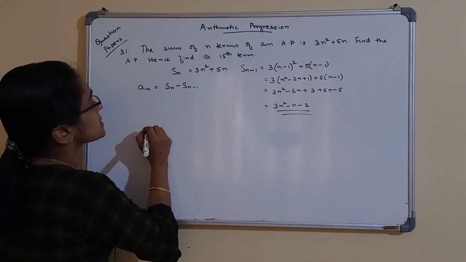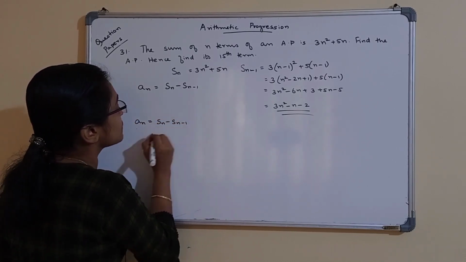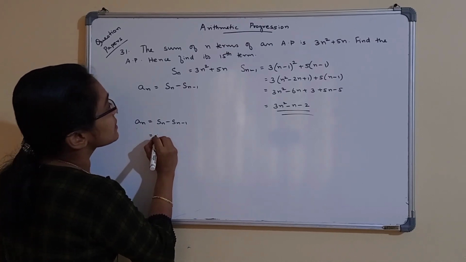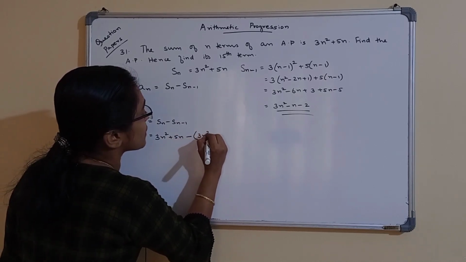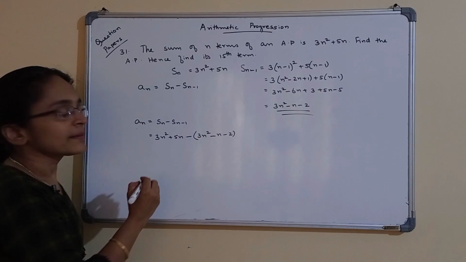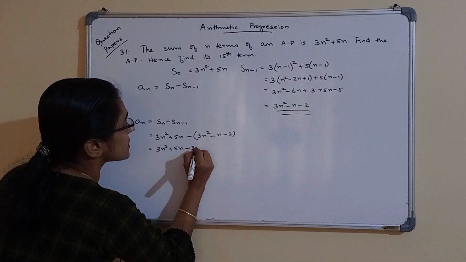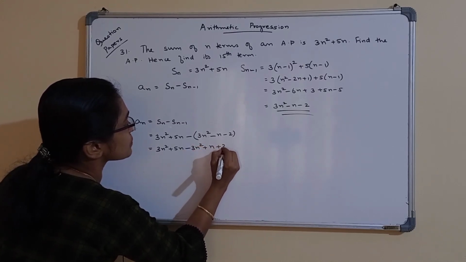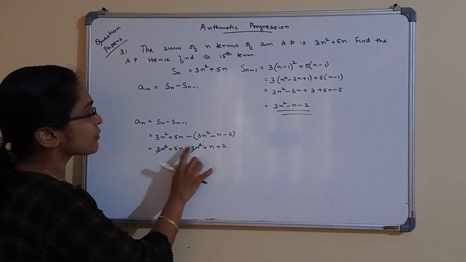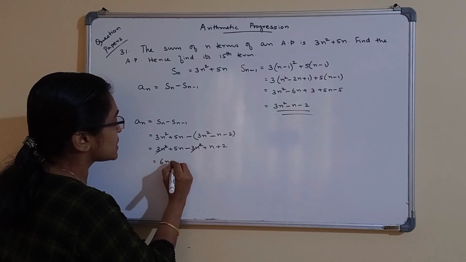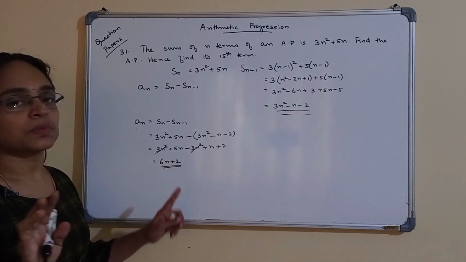So, an equal to Sn minus Sn minus 1, which is equal to 3n square plus 5n minus, in brackets, 3n square minus n minus 2, which is equal to 3n square plus 5n minus 3n square plus n plus 2. And 3n square minus 3n square will get cancelled. 5n plus n is 6n plus 2. So, we got the nth term an as 6n plus 2.